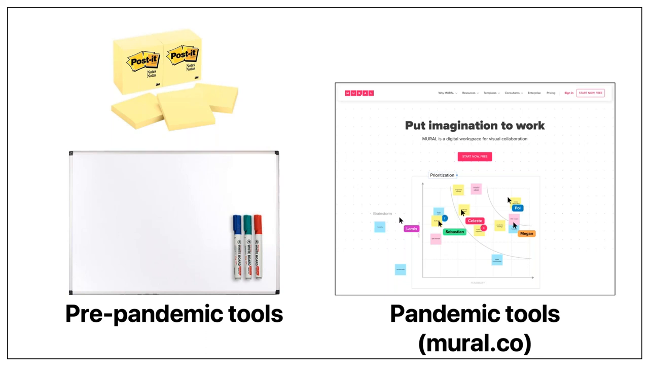Now, when we transitioned to the virtual environment with the pandemic, I started looking for similar tools that would let us accomplish that. There's one called Mural, M-U-R-A-L, that I have here. I think you can get a 1 month or maybe even a 3 month trial that's pretty robust. There's another called Miro, M-I-R-O. And all of these are essentially digital analogs of a whiteboard and Post-it.